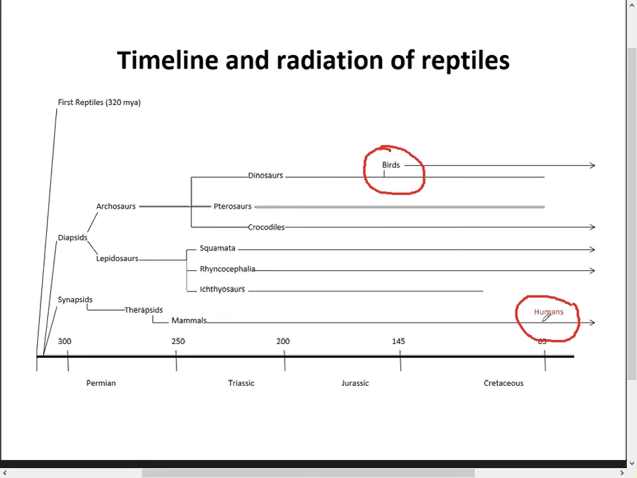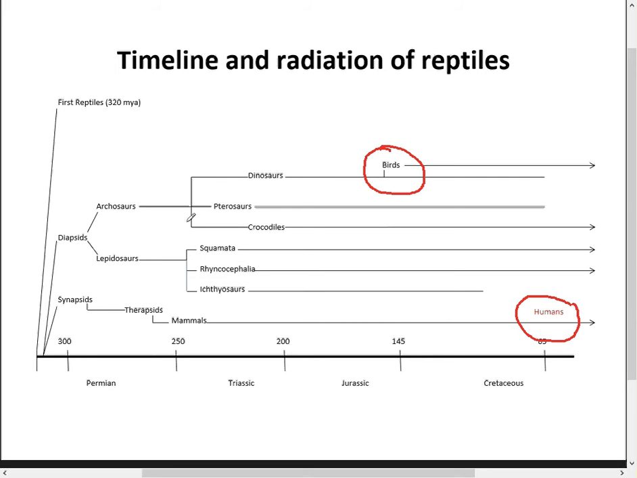Humans didn't evolve 65 million years ago. They were much more recent than that. But in any case, what we see here is if we follow the bird line, we can see birds go back and are related to dinosaurs. Dinosaurs have a relationship with crocodiles and pterosaurs, but aren't either of those. So birds are related to crocodiles, but are not, in fact, crocodiles.